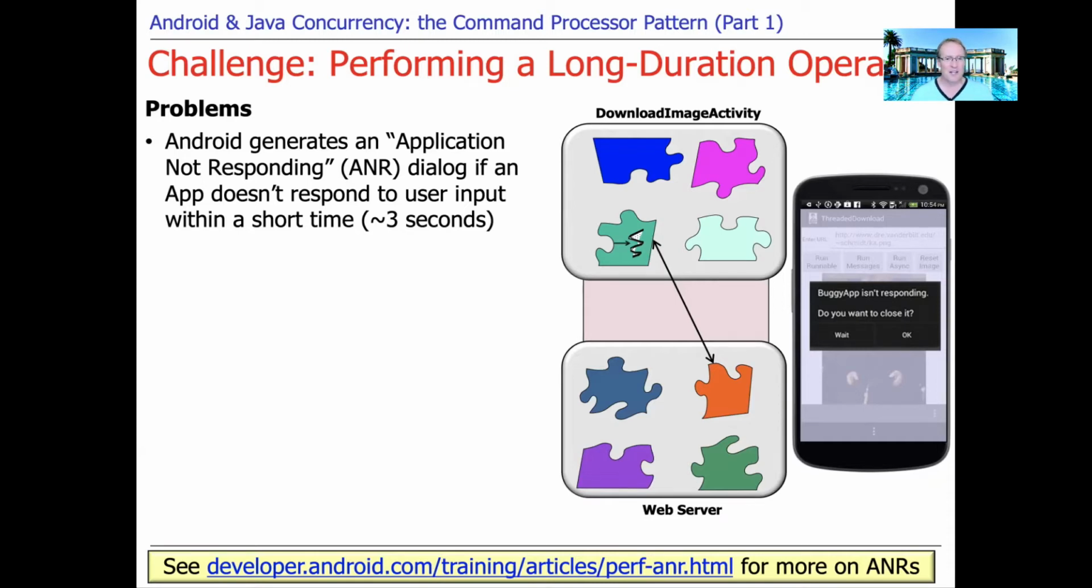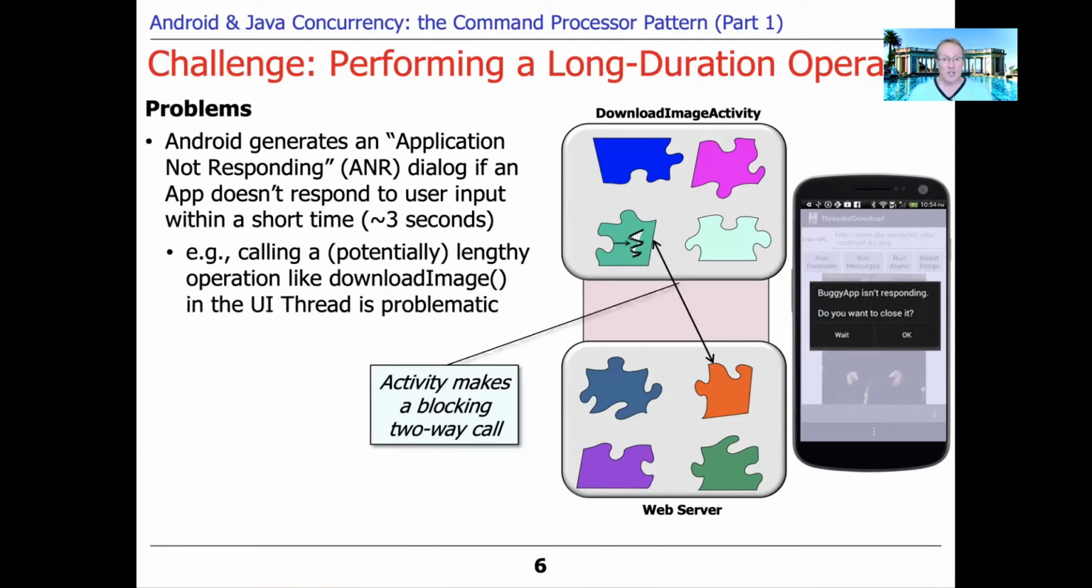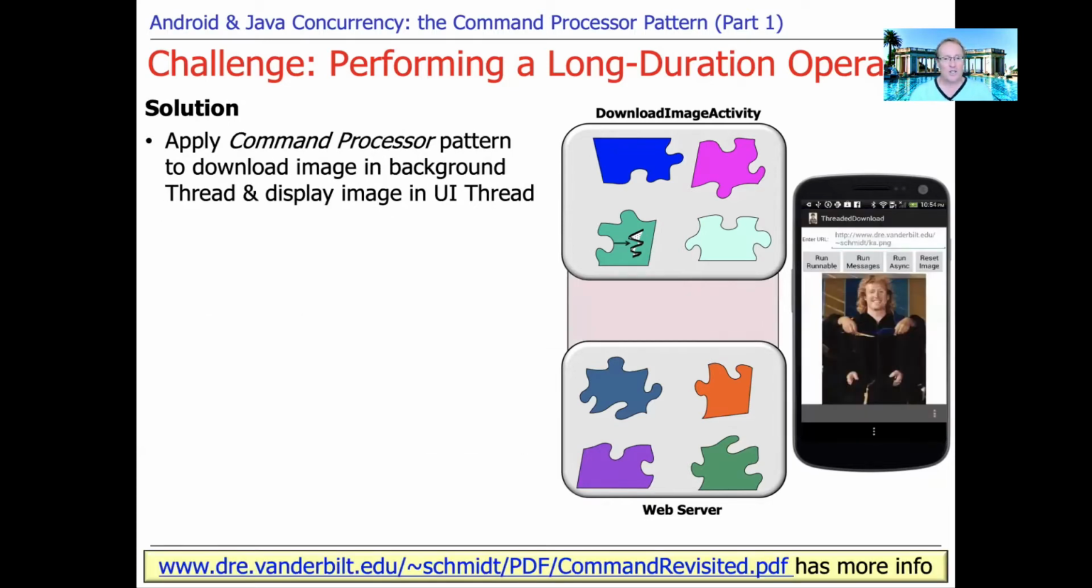You can find out about these dreaded application not responding dialogs if you read the link at the bottom of the slide below. So if we end up calling the download image method in the context of the user interface thread, we're going to have problems. So what's the solution? One solution, which is very commonly applied in Android, is to apply the command processor pattern. This will download the image in a background thread, which can afford to block without disrupting the user interface thread or having the dreaded application not responding dialog pop up. Then we'll ultimately end up displaying the image in the user interface thread after it's been downloaded.